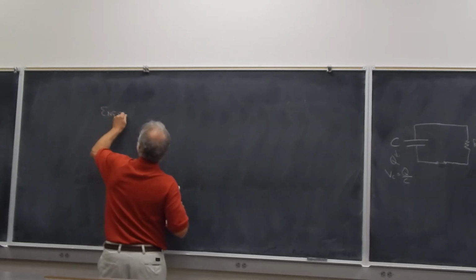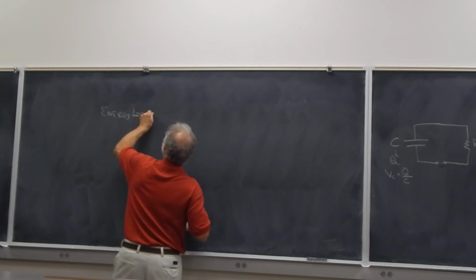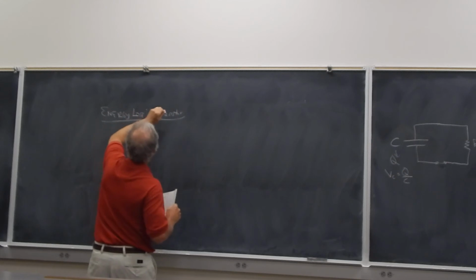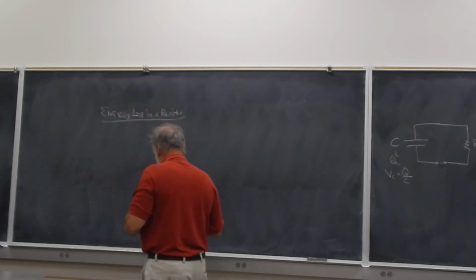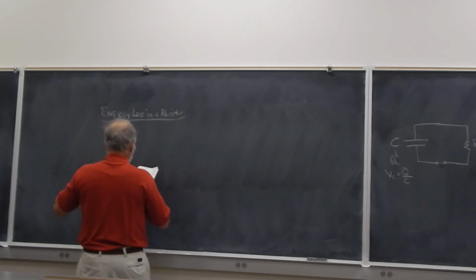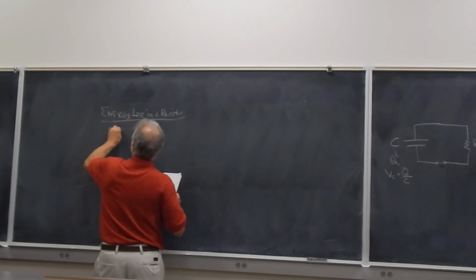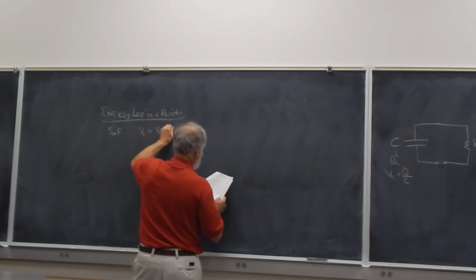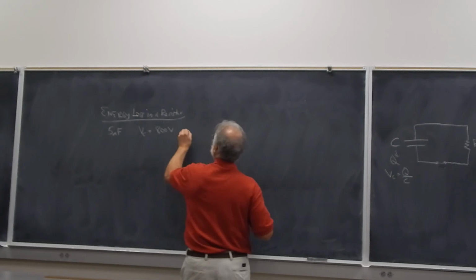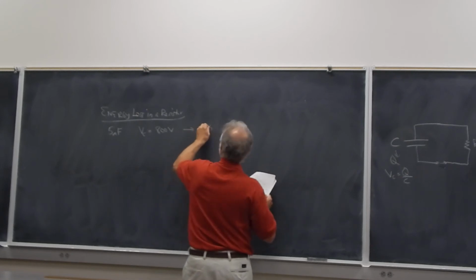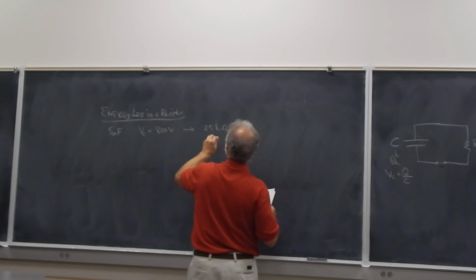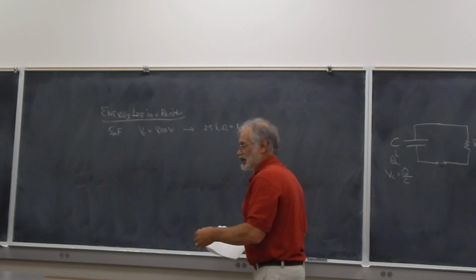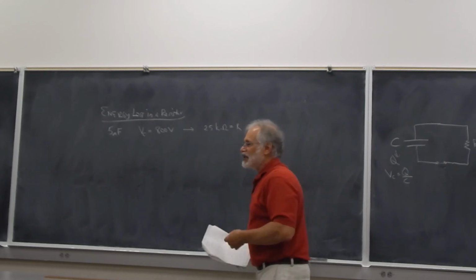So let's talk about energy loss in a resistor. Let's say I have a 5 microfarad capacitor and it's charged to 800 volts. And then I discharge it through a 25 kilo ohm resistor. The question is, how much energy is lost to joule heating? In other words, how much of the electrical energy is converted to thermal energy?